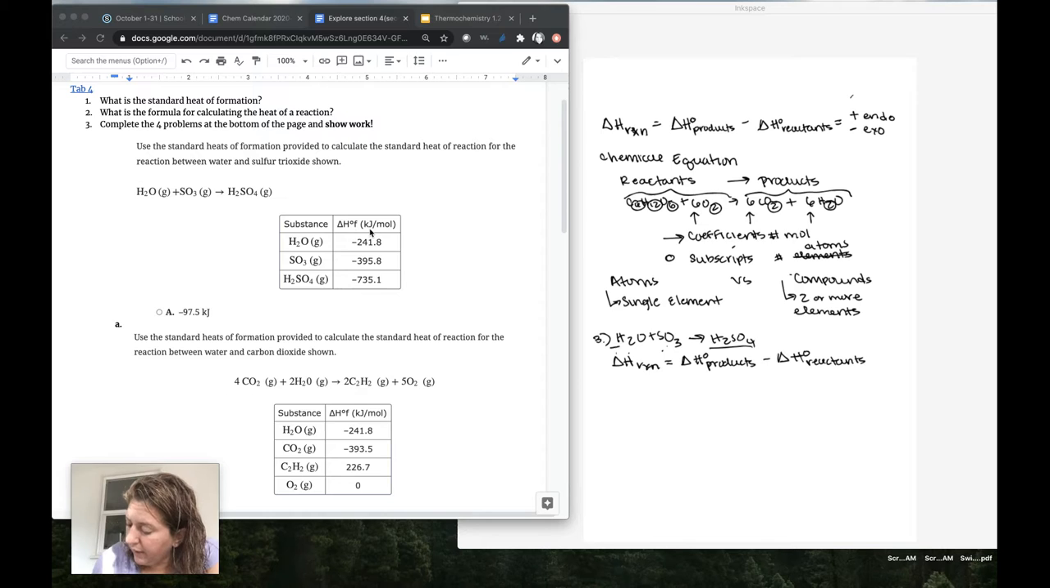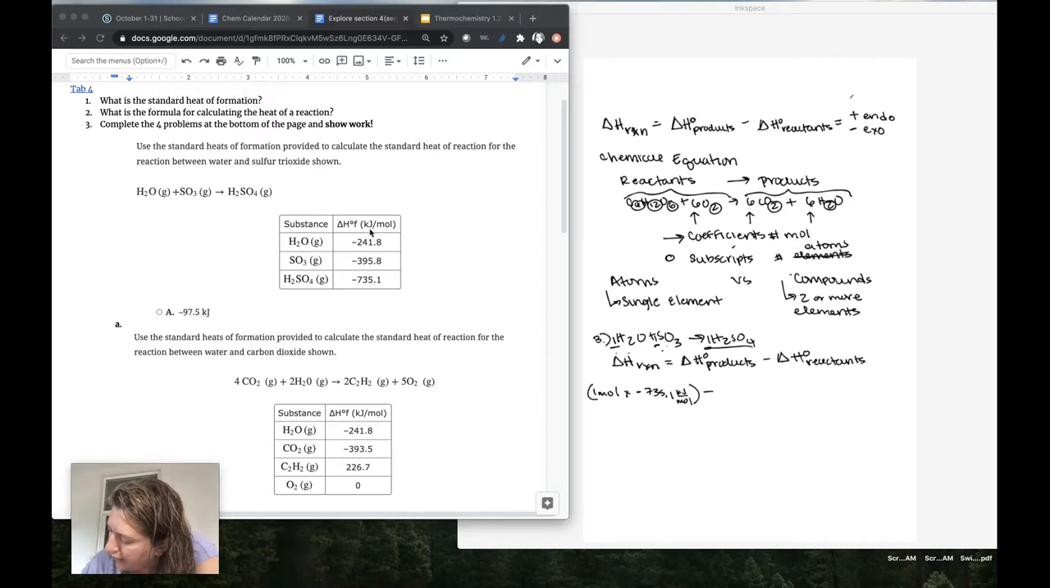In front of all of these is nothing, right? That's actually because ones are in front of those. So we have 1 mole of each of those substances. Ones in chemistry are assumed. When I'm doing this calculation, I'm going to take those values from the table and plug them in. That's going to look like this. I'm going to have 1 mole of my H2SO4, which has a value of negative 735.1 kilojoules per mole.